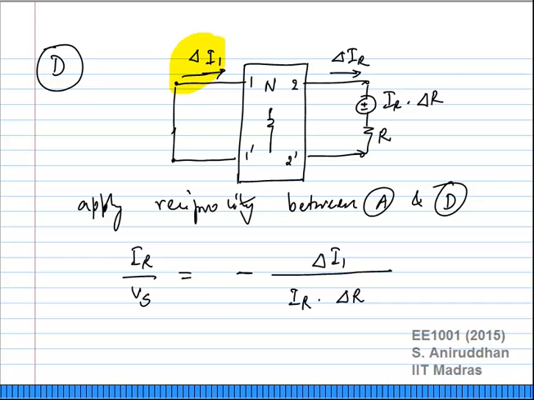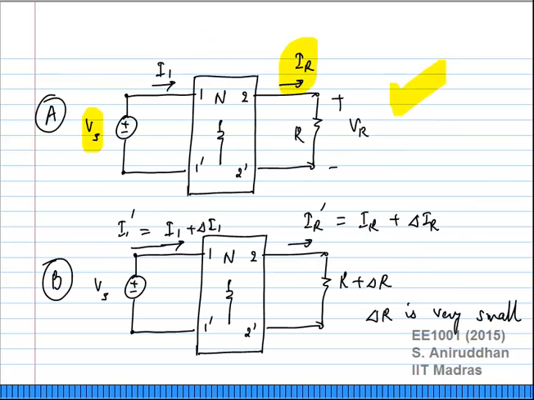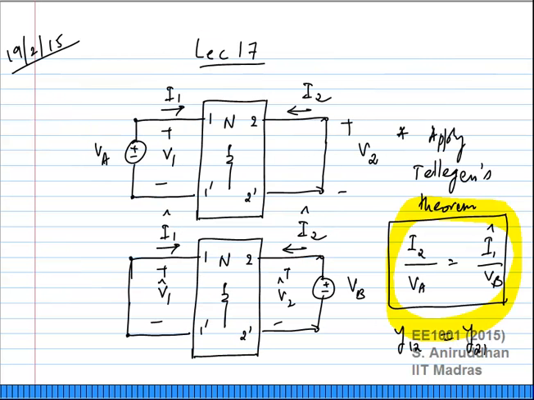All I did was just use this result. What does it say? I2 by VA. Okay, I2 by VA is I1 hat by VB. Okay, that's all. That's okay. So what?